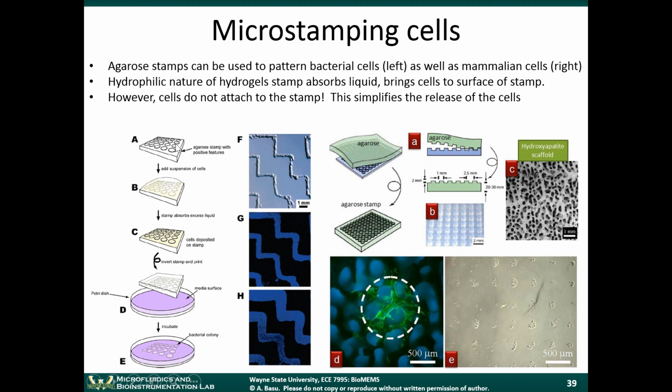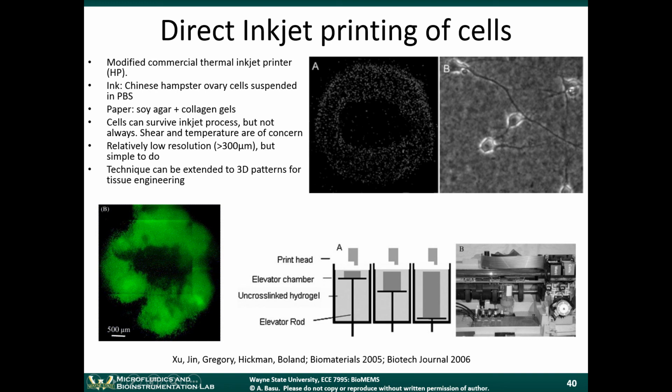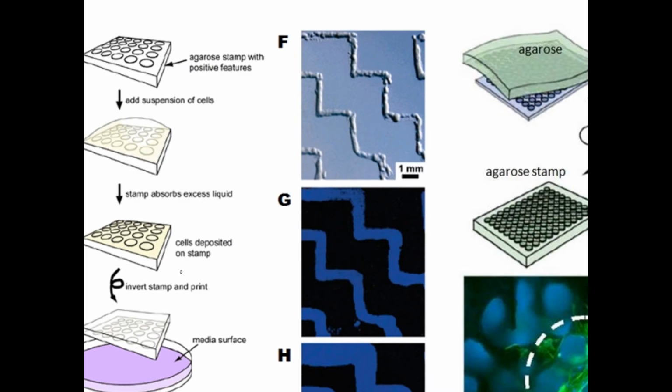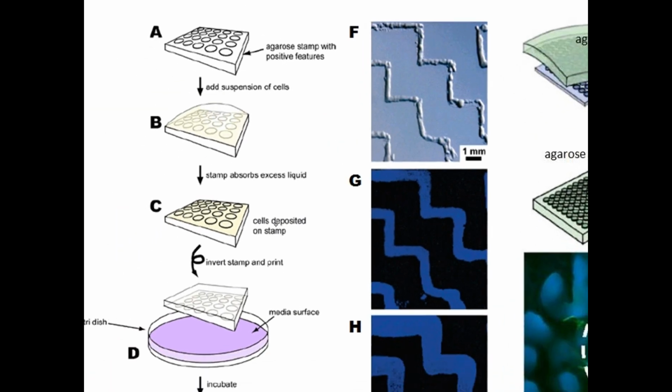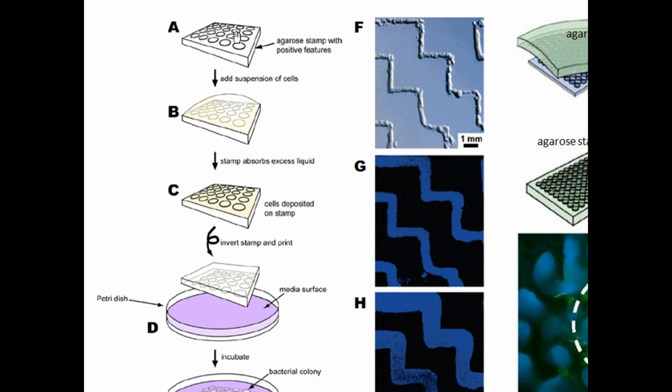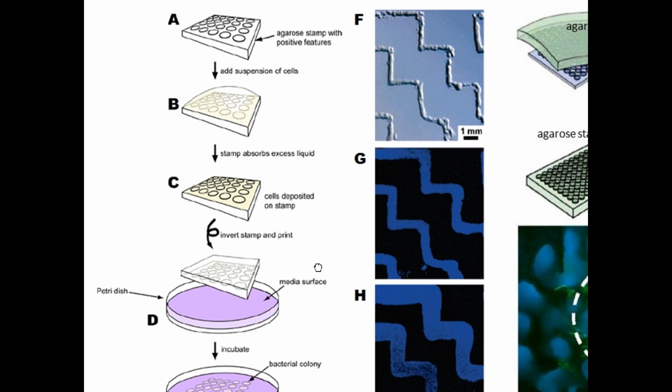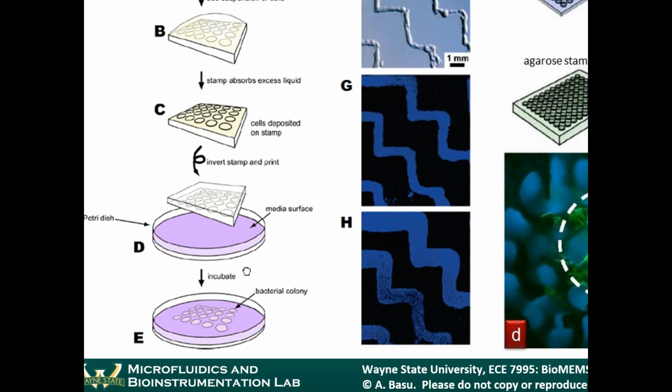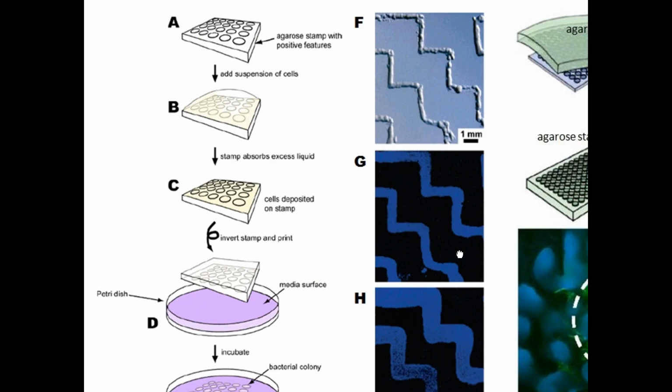Okay, so this is an example here. You have an agarose stamp with positive features on it. Positive features means features sticking out of it. When you add the suspension of cells, because the hydrogel is hydrophilic, it's going to absorb that solution. So the cells will remain on the surface here. When you invert it and print it, the bacterial colony will be printed on the petri dish like that. And you can make relatively small micropatterns this way.